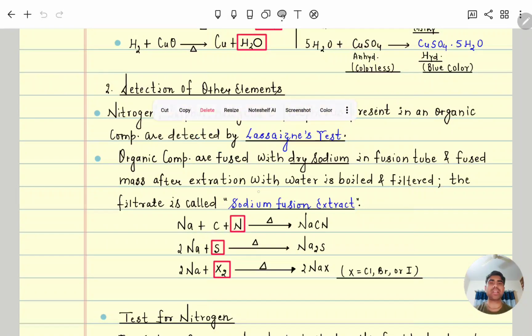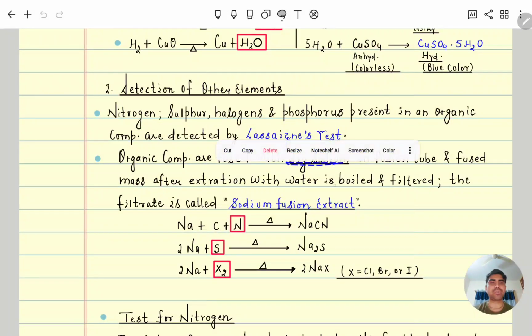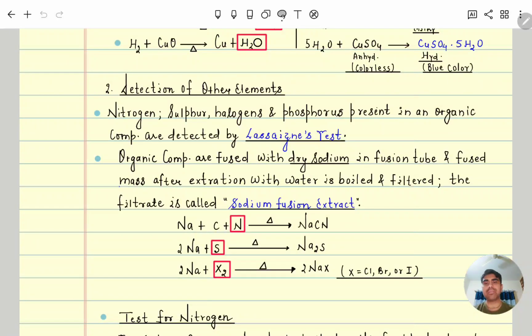And this is done by Lassaigne's test. First, we will create the sodium fusion extract. Means those substances like nitrogen, sulfur, halogen and phosphorus, we will react with sodium. After heating that substance, we will dissolve it in water, and that filtered solution is called sodium fusion extract. You can see the organic compound is fused, means heated with dry sodium in a fusion tube, and the fused mass after extraction with water is boiled and filtered. That filtrate is called sodium fusion extract.